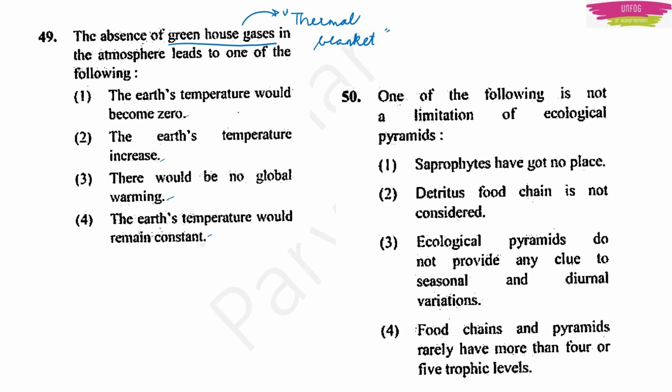So the Earth's temperature would become 0 is the right answer, because in the rest of the other options, it is either increasing or there is no global warming or the temperature is remaining constant. Greenhouse gases are necessary to maintain the warm temperatures on Earth. These temperatures that we have on Earth are important for the survival of all living organisms on Earth. And if we remove these greenhouse gases, then the temperature of the Earth would fall to 0 degrees and negative temperatures. So option 1 is the right answer.